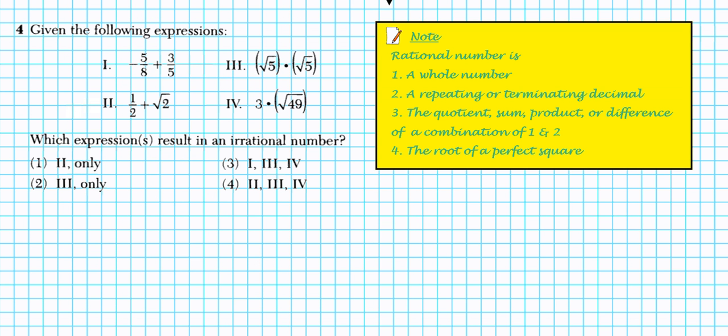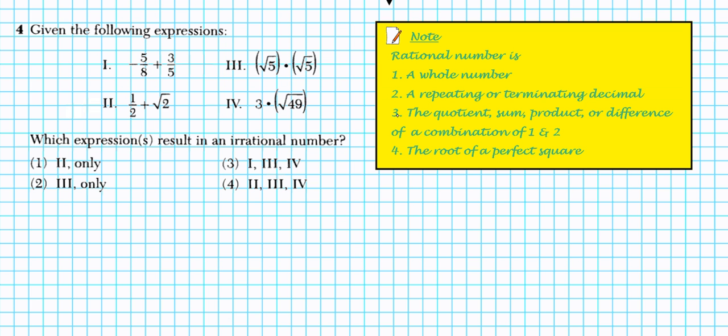All right, let's take a look at question number 4. It reads, given the following expressions, which expression results in an irrational number? Okay, so one thing you want to note is what a rational number is. If you see qualities that do not fit any of those descriptions, then you know that the number, more likely than not, is not rational.